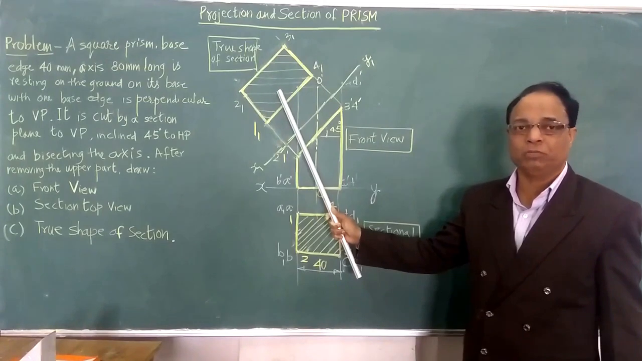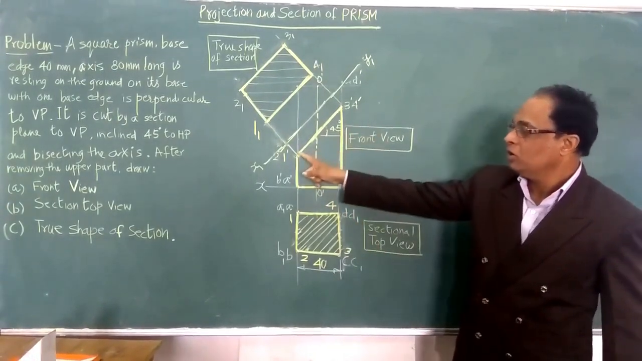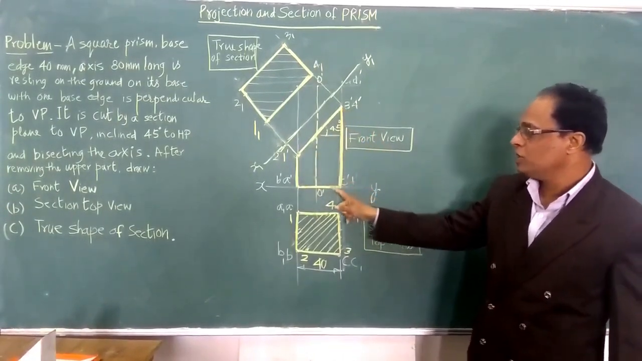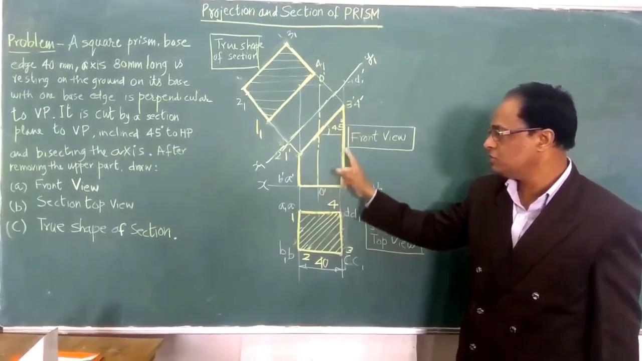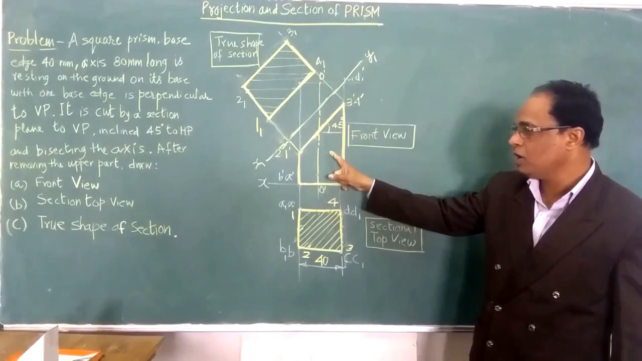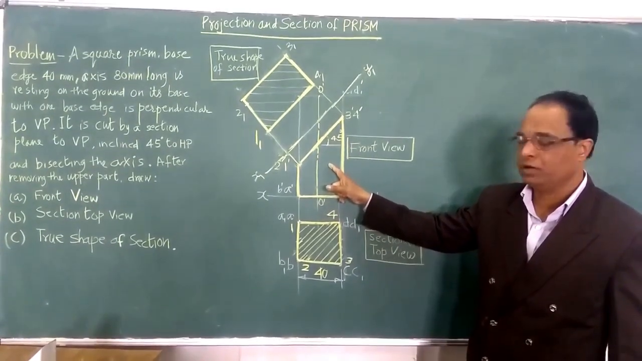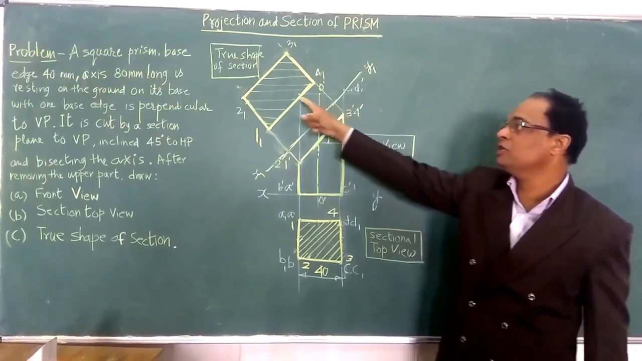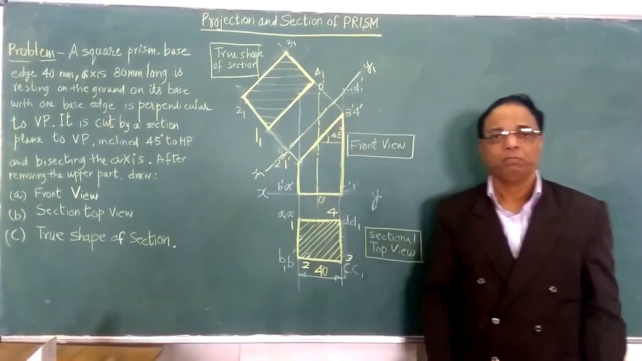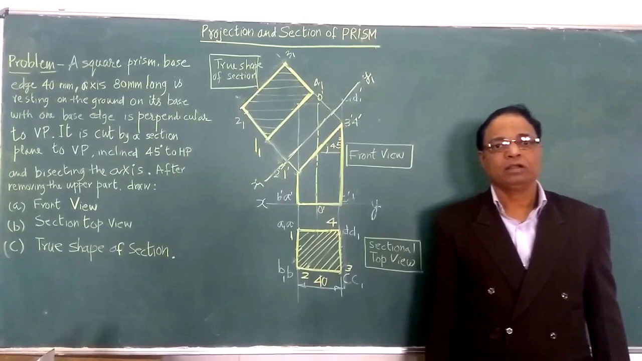This is the true shape of the section. 1 dash, 2 dash, 3 dash, 4 dash, this part should be joined by thick lines. This is the front view after removing the upper part. This is the sectional top view, and this is the true shape of the cutting plane.